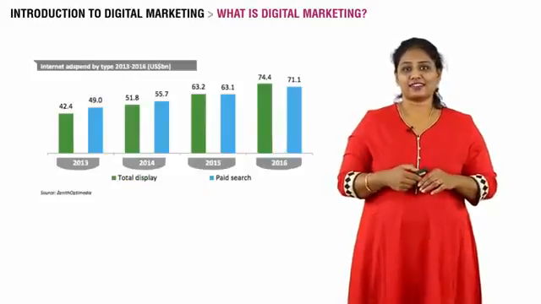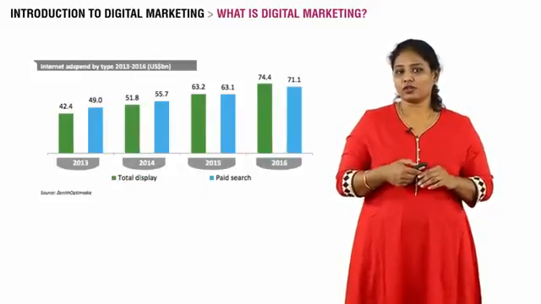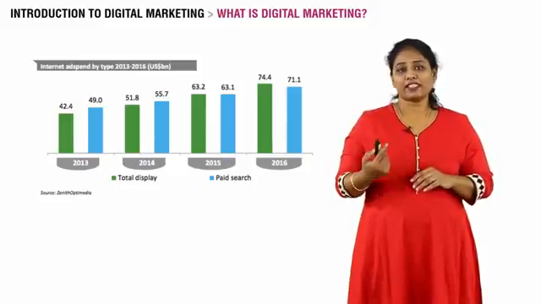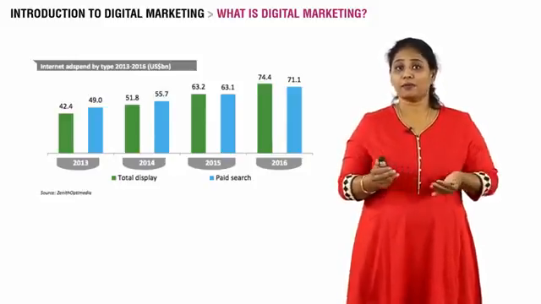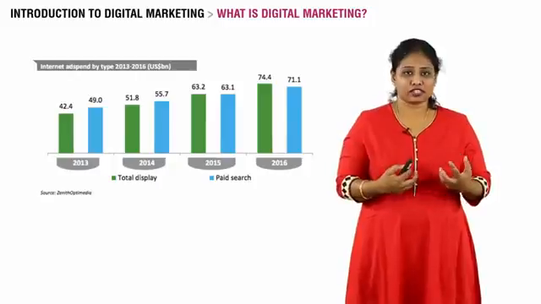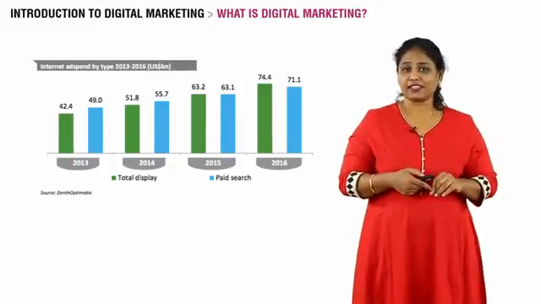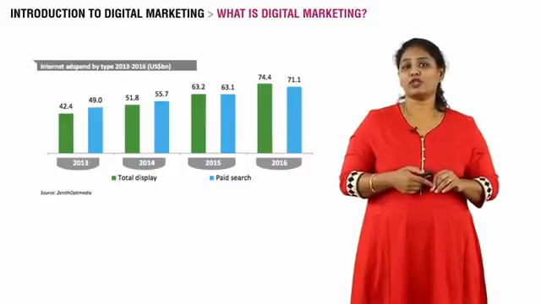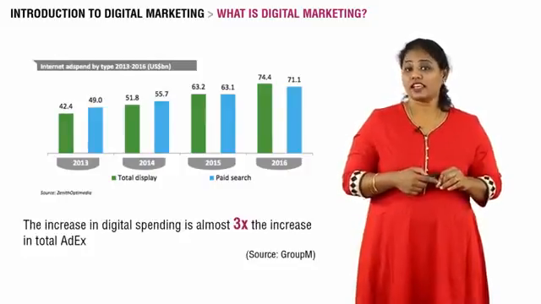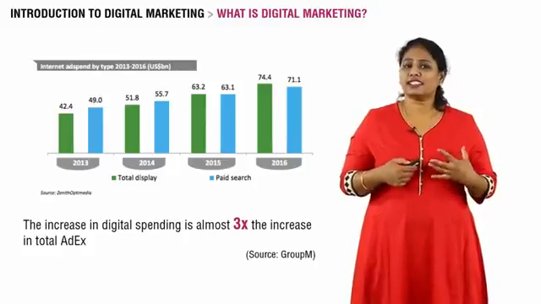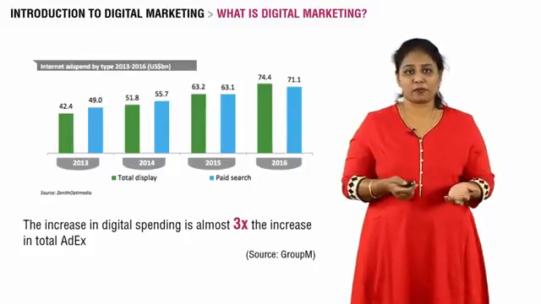And this is a result. If you see this graph, you will notice that budgets for paid search advertising and display advertising, both of which are fundamentals of digital marketing, have been increasing over the years. This year, it is estimated that there will be a spend of $126 billion. The increase in digital spend is almost 3 times the increase in the total ad expenditure for marketing.